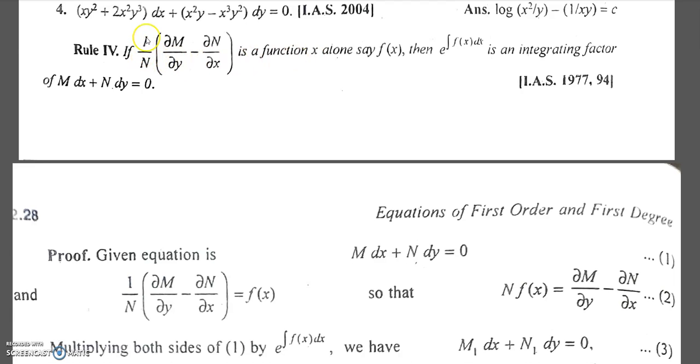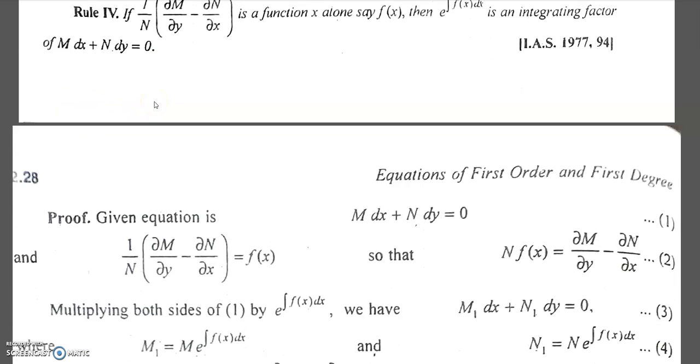If this value comes as a function of x alone, there is no y, that is f(x), then the integrating factor will be e power integral f(x) dx, of M dx plus N dy. Then after multiplying by this integrating factor, the equation will be an exact differential equation, and by the same method we can get our final value.